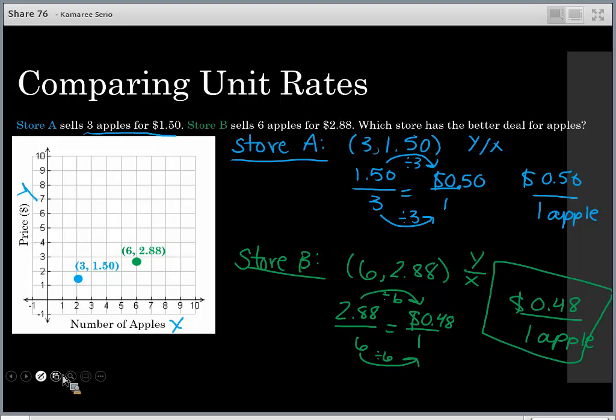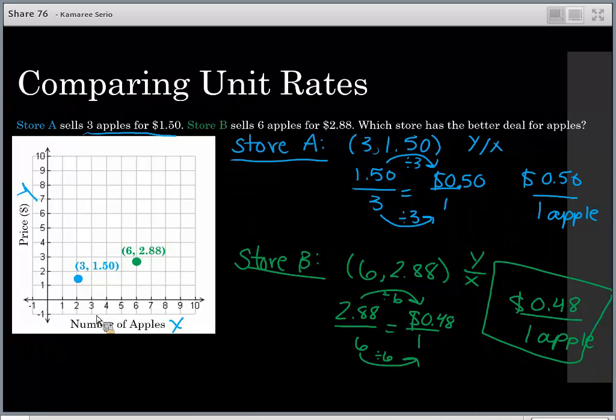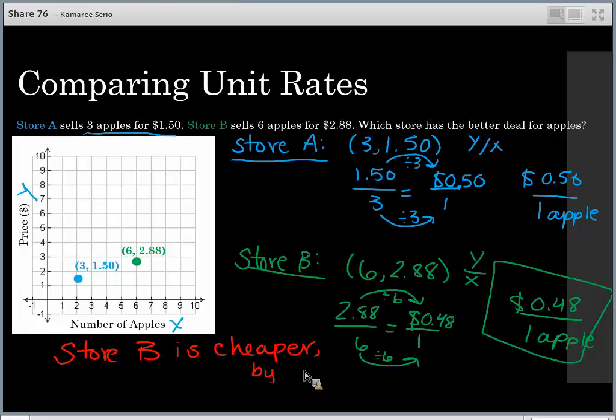Which means that which store is cheaper? Well, store A is 50 cents and store B is 48 cents. So store B is cheaper, and it's by 2 cents. 2 cents might not seem like a lot cheaper, but if you're buying a lot of apples, then it'll add up. Okay, so remember coordinate pair, y over x, and then make sure you have a 1 in the denominator.